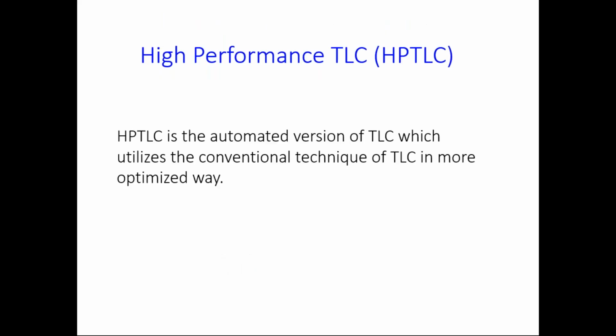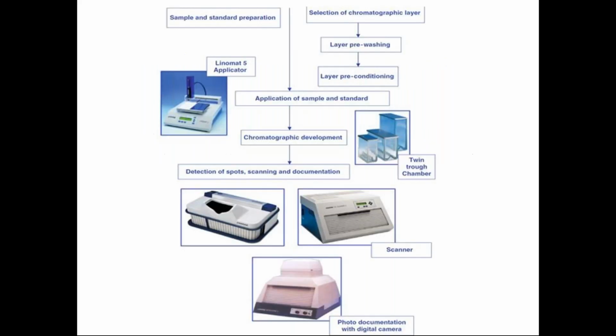And then you have a technique, as I said, called high performance thin layer chromatography, which is the automated version of thin layer chromatography. That is the conventional thin layer chromatography. And it is much more reproducible, accurate, and easy to perform, because the spotting is automated, and the detection after spraying can be automated. You can do a densitometry of it. So this is how an HPTLC works.